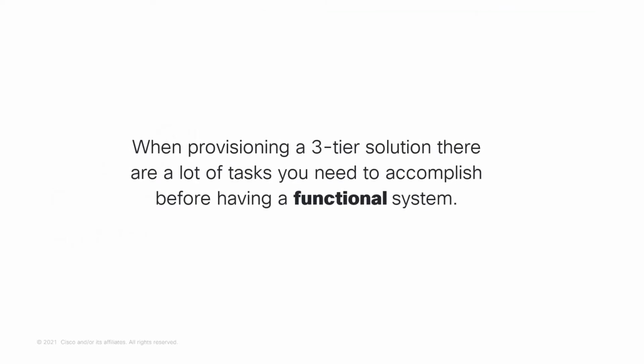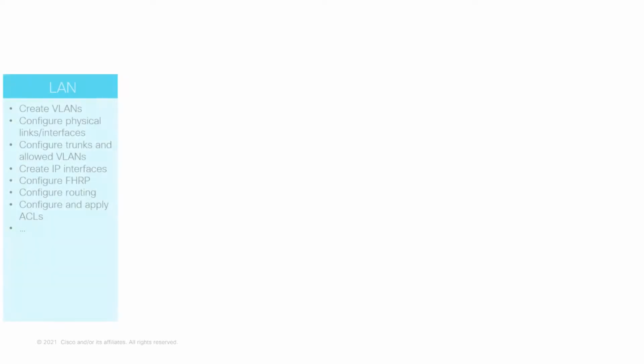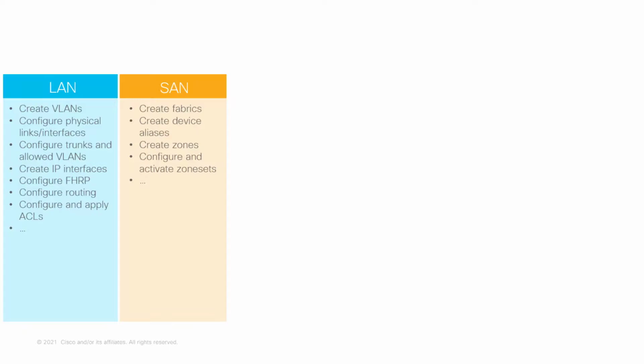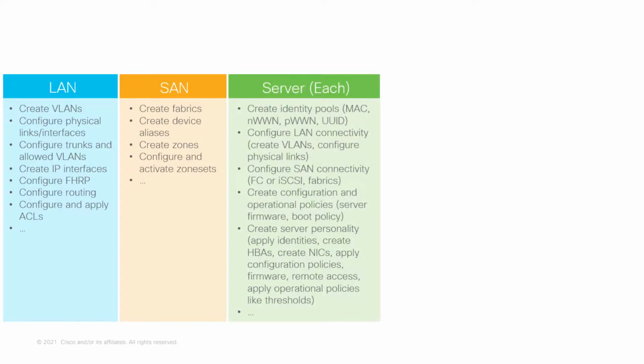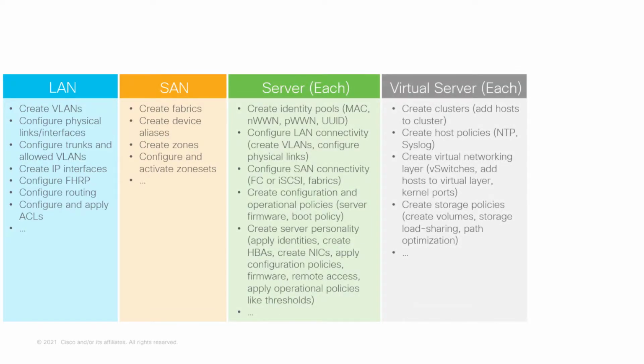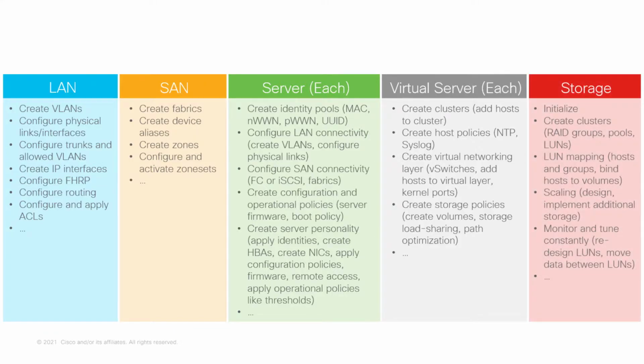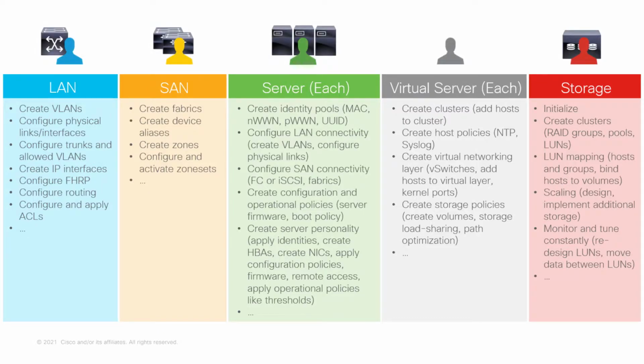When provisioning a three-tier solution, there are a lot of tasks you need to accomplish before having a functional system. Local area network configuration tasks, storage network area configuration tasks, physical server-related configuration tasks, virtual server-related configuration tasks, and storage-related configuration tasks. And what is here on the screen is by no means a complete list. Even more importantly, you usually need 3 to 5 teams to bring a solution like this to life.